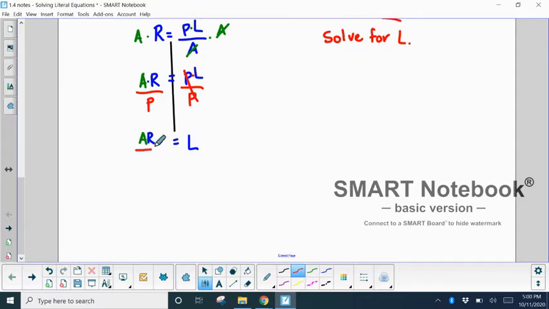And I'm going to leave it just like that because I have no idea what any of those values are. I can't plug in for them. And they're not like terms, so there's no simplifying I can do. So we're literally just rearranging where the variables go. We're not doing any simplifying. So it's actually kind of easy because you're just moving stuff around.